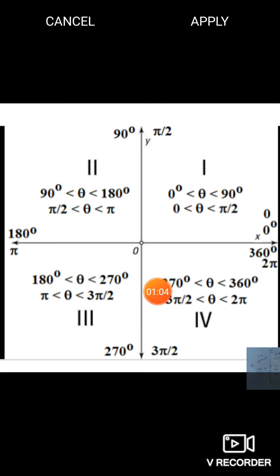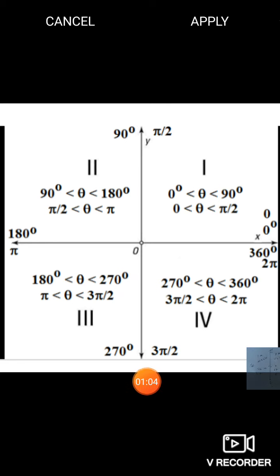And now come to fourth quadrant. Here the angles vary from 270 degree to 360 degree. For example, if you say 335 degree, it lies in the fourth quadrant. So this is 0 degree, this is exactly 90 degree, this is exactly 180 degree, and this is exactly 270 degree.